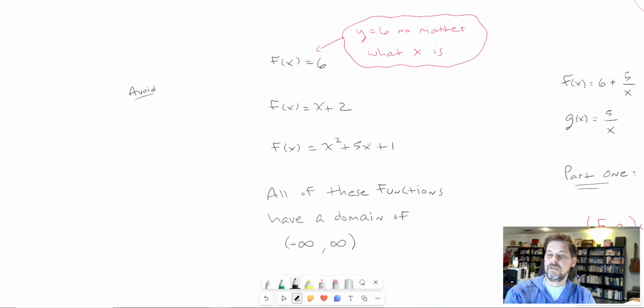Now, they all have this domain because none of them contain the kind of things that we want to avoid at this point. I said that no matter what you plug in for x, you're going to get an answer for y in these functions. Every x works. What kind of x doesn't work? If you have a number and you divide it by 0, that doesn't work. So we avoid that. But none of these have division, so that's not an issue. And then roots of negative numbers. But none of these have roots, so that's not an issue either. All right, so I want to start there.